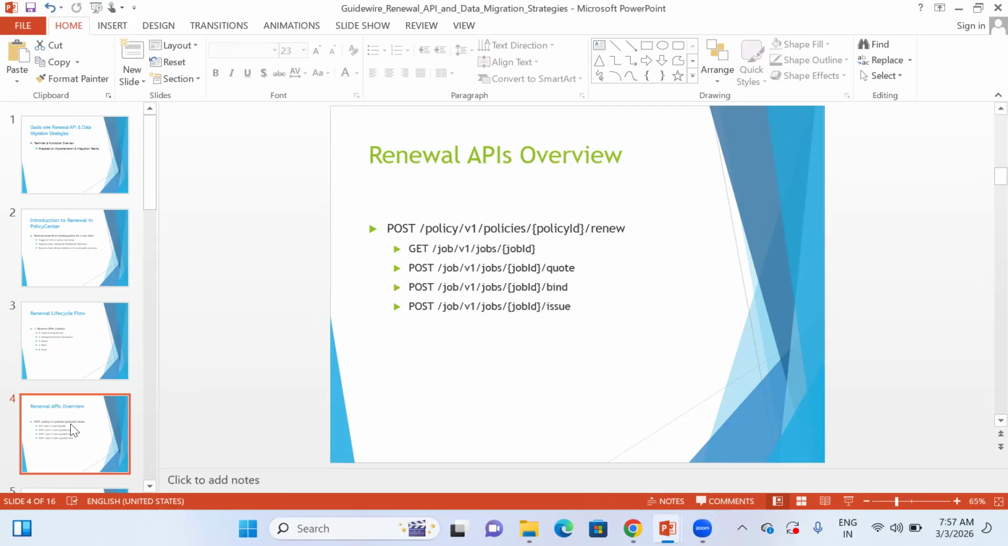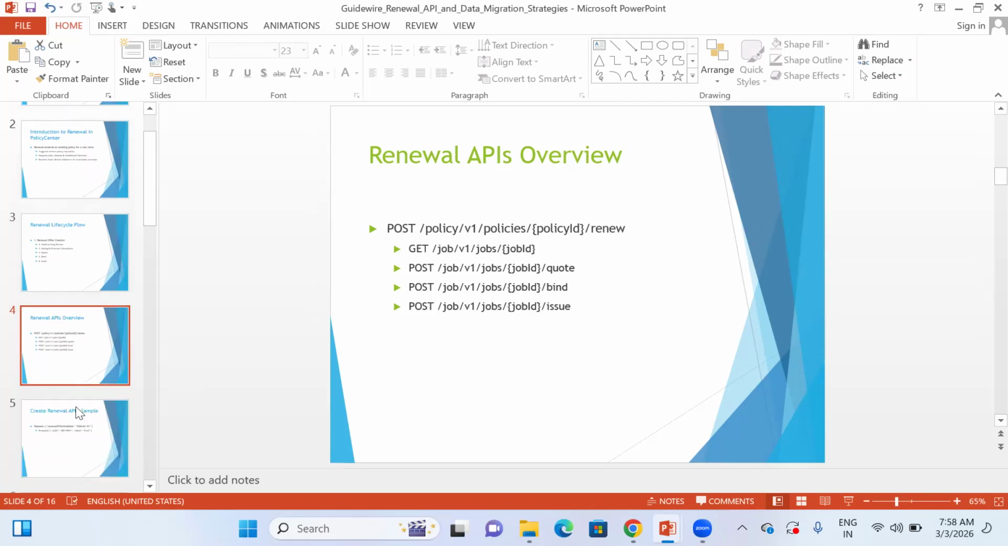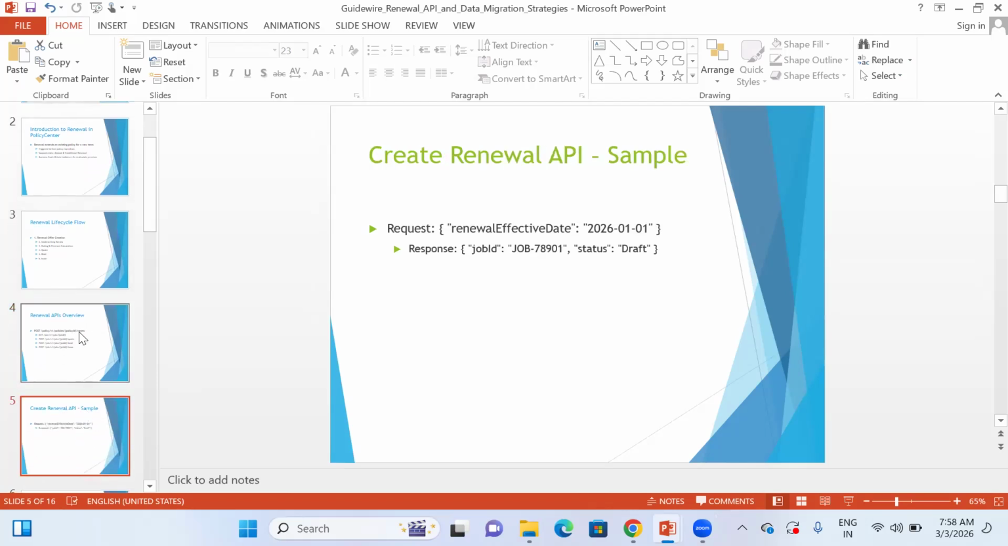There are different methods, like the post method for policies renewal, and at the same time the get method for any kind of jobs that we are holding on to. So if we want to quote, we can post. Even for bind and issue, we use the post method also. Renewal overview APIs use both the post method and the get method. Now, when we want to create a renewal API, this is how we generally create it. So, request for renewal effective date, so and so date I have taken.